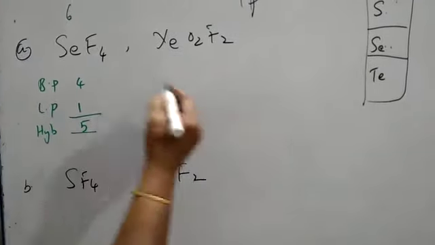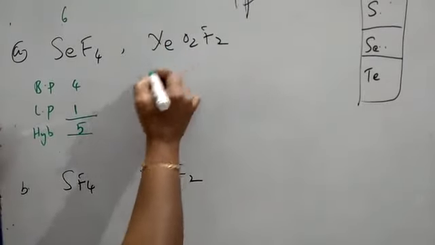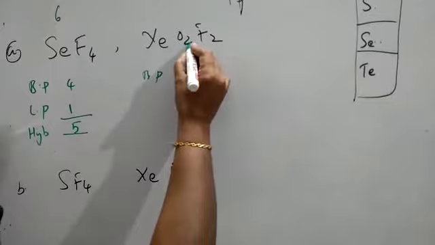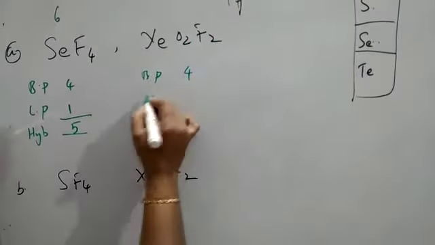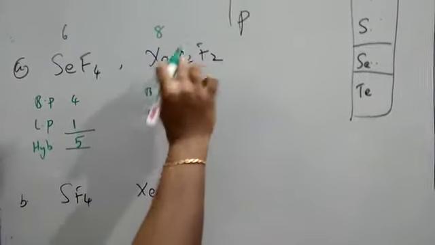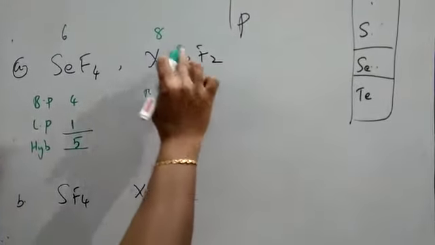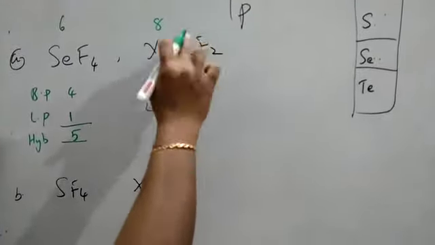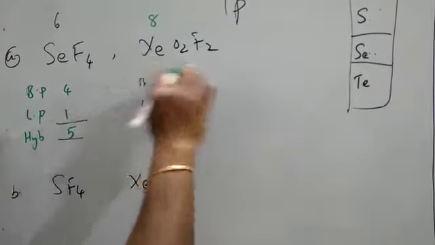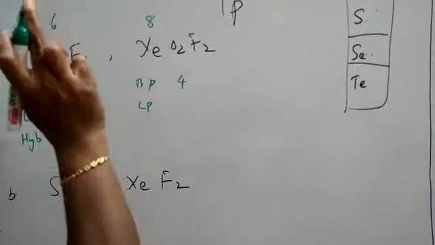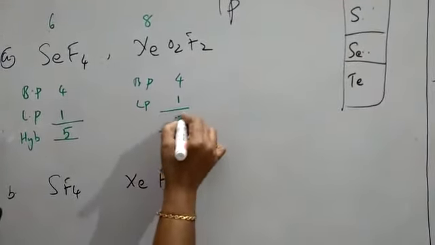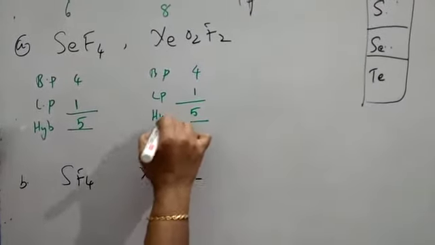Now let us see xenon. Here the bond pair is 2 plus 2, so bond pair is 4. For the lone pair, xenon has 8 valence electrons. Out of 8, each oxygen has consumed 2, so 2 twos are 4, plus 2, 6. With 6 used up, you are left with only 2 electrons, which come as 1 lone pair. So your total gives the hybridization.